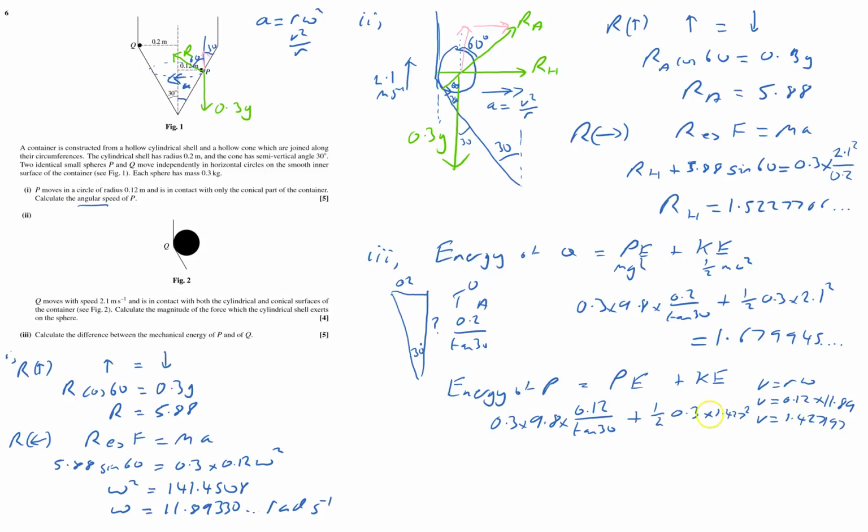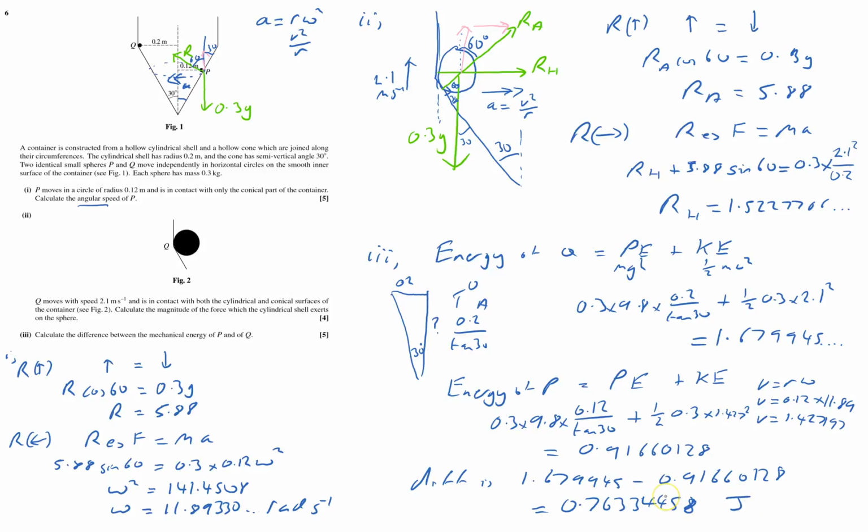So that'll be here, 1.427, all that figure there, squared, so that's half mv squared, and that equals 0.91660128, and so the difference is 1.679945 minus 0.91660128, which equals 0.76334458 joules. Obviously I may have rounded a little bit wrong, but that's 6 done.